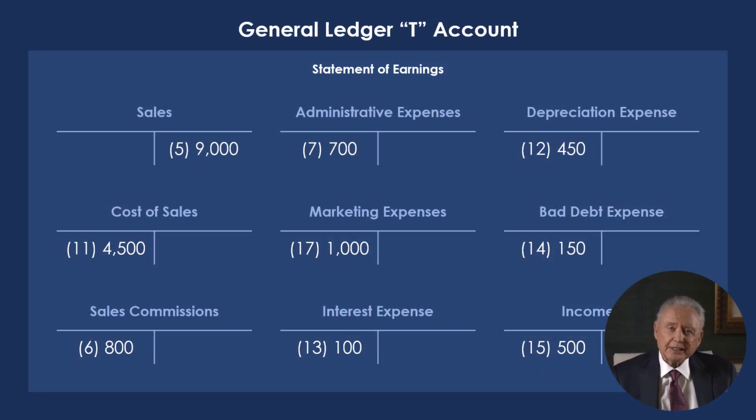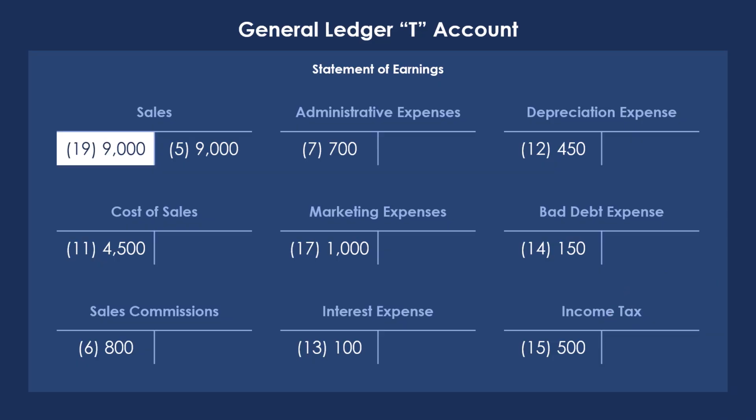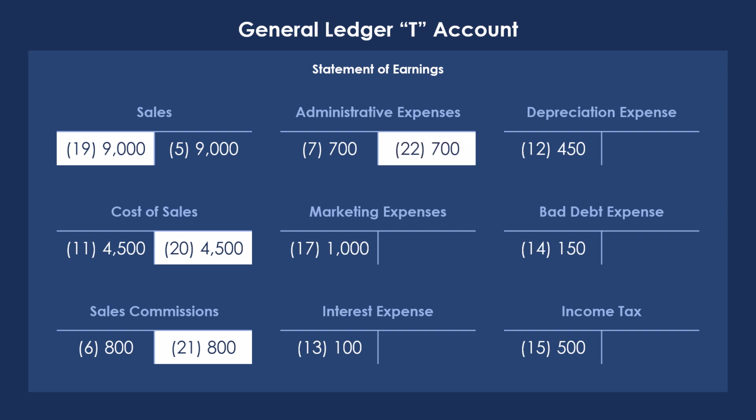Here we have the posting to T accounts or ledgers for the closing entries. Journal entry 19, debit to sales, zeroing out the sales account for $9,000. JE 20, credit to cost of sales, zeroing out the expense for $4,500. JE 21, credit to sales commissions, $800. JE 22, credit to admin expense, $700. JE 23, credit to marketing expense, $1,000. JE 24, credit to depreciation expense, $450.